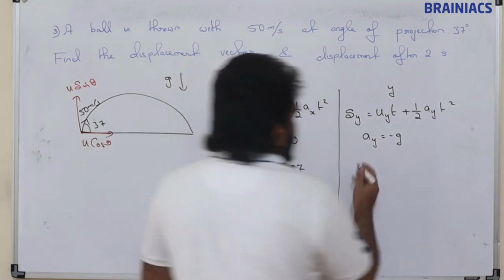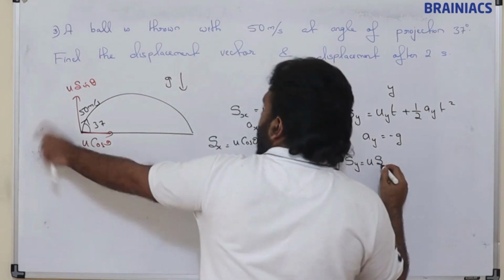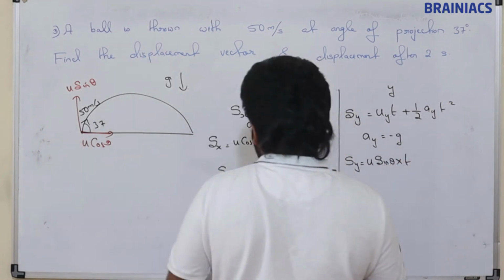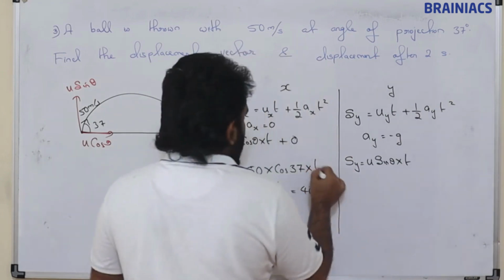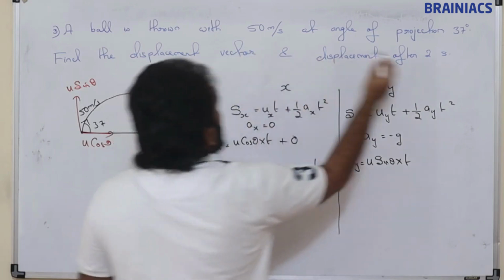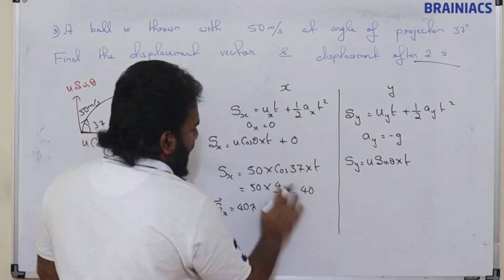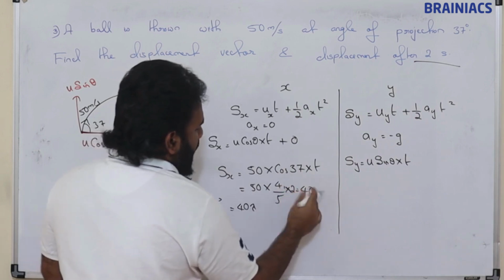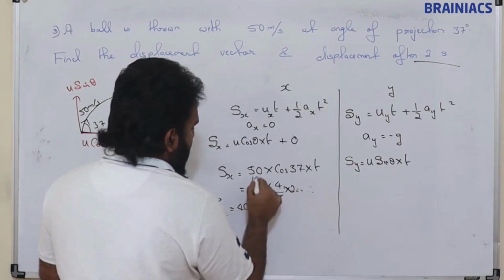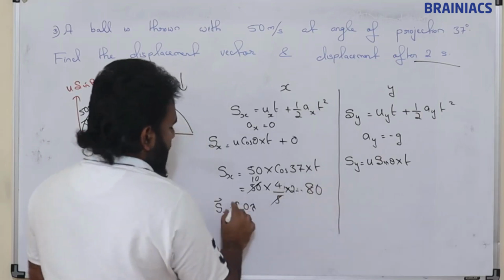Sy is equal to uy, which is nothing but u sin theta into t. I have missed a t here. So what is t? 2 seconds. So into 2, if we cancel, this is 10, 40 into 2, this is going to be 80.